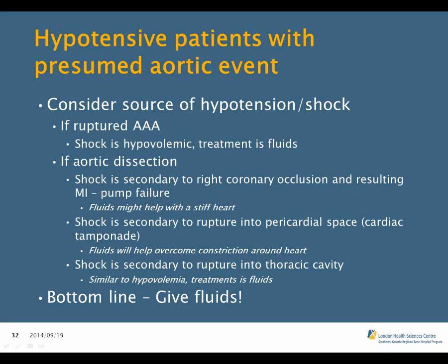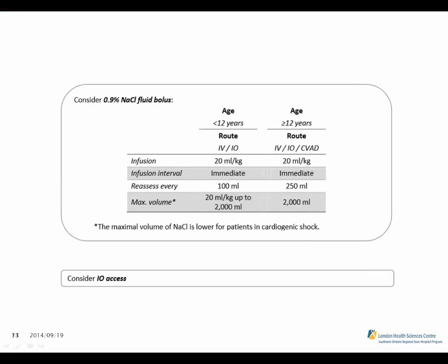Lastly, if the shock is secondary to rupture into the thoracic cavity, so now blood around the lungs, this is similar to hypovolemia, and again, the treatment is fluids. So bottom line, give fluids in any patient with hypotension and a presumed aortic event. You're not going to harm them by doing this, and certainly getting fluids into them as quickly as possible will benefit them. So this is just, as you know from your guidelines, the fluid bolus protocol. Your age is most likely going to be greater than 12 years in this patient, so you can give a 20 ml per kilogram bolus. Just run it as quickly as possible.